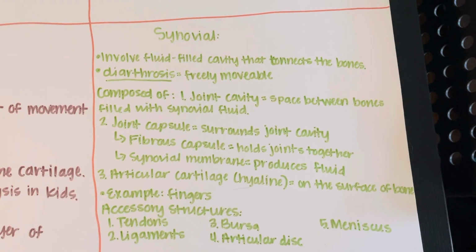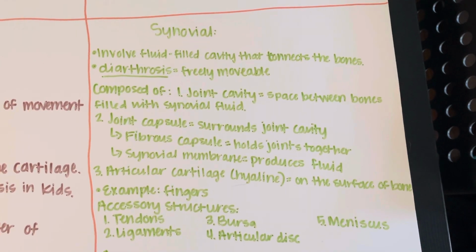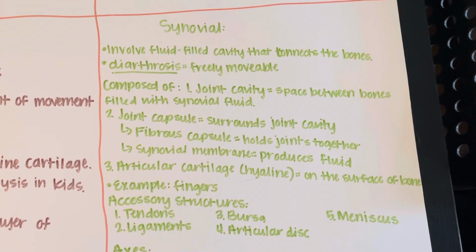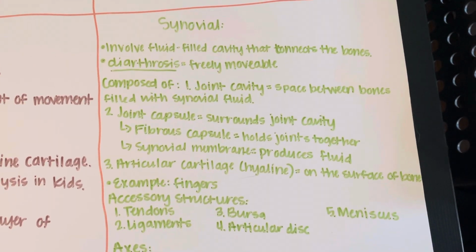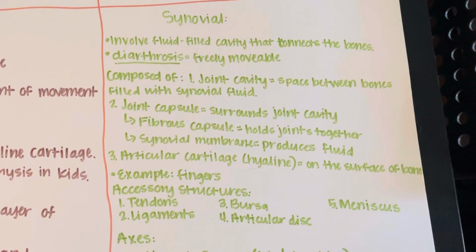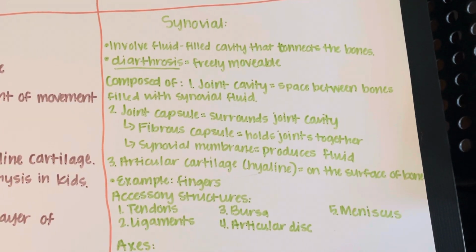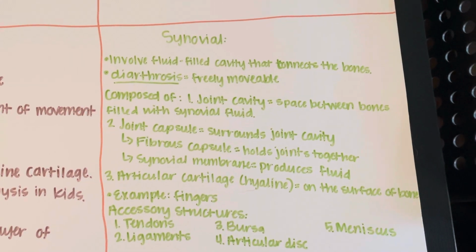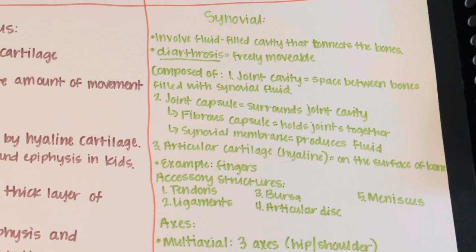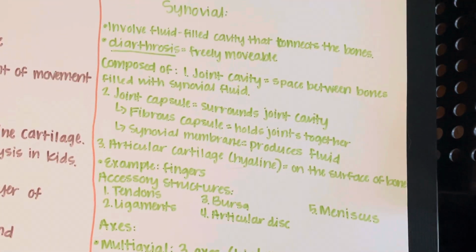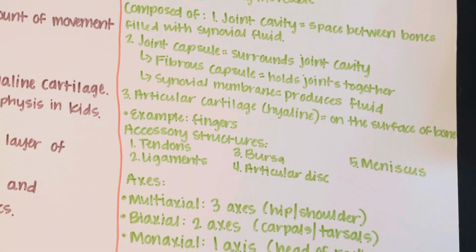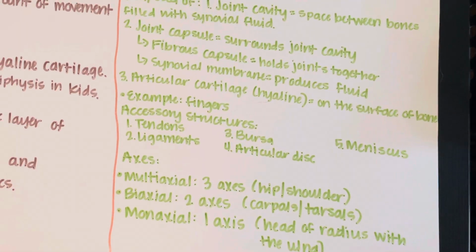And then there's the joint capsule, which surrounds the joint cavity, and that's composed of fibrous capsule, which holds joints together and retains fluid, and then synovial membrane, which produces the synovial fluid. And then there's also the articular cartilage, which is made of hyaline cartilage, and that is on the surface of bones to reduce friction. An example of this is the fingers.